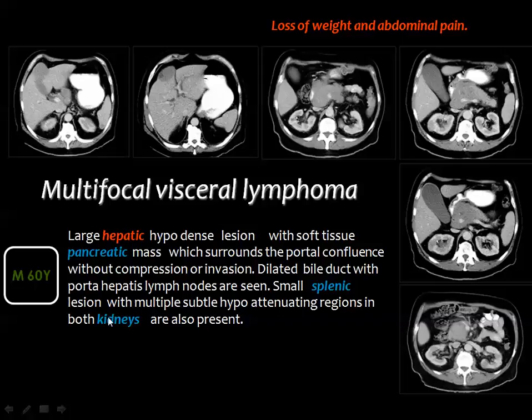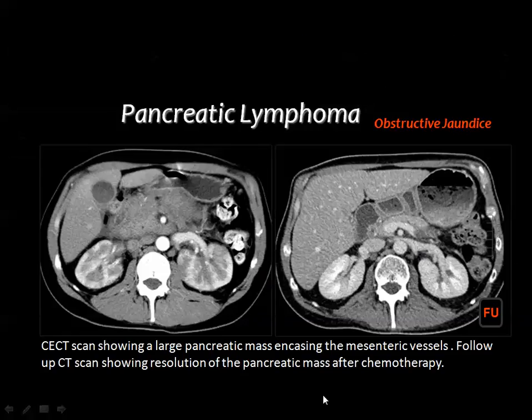And this is lymphoma of the pancreas, presenting with obstructive jaundice, and this is the follow-up CT scan after treatment showing total regression of the tumor.